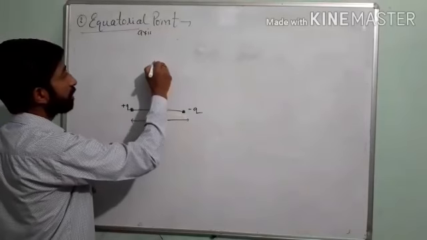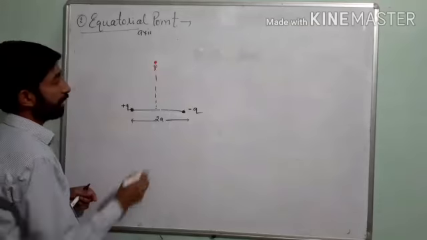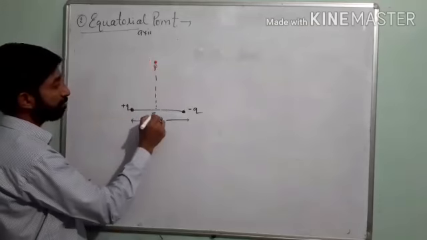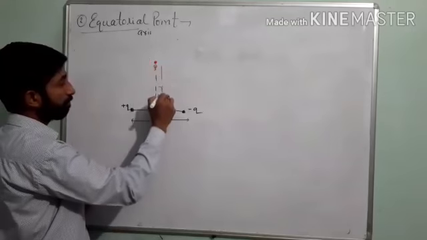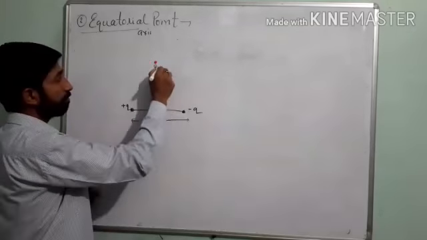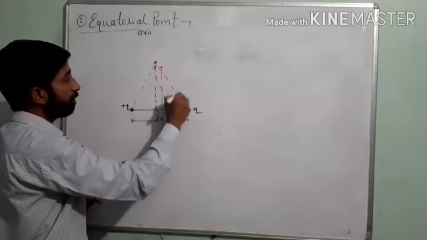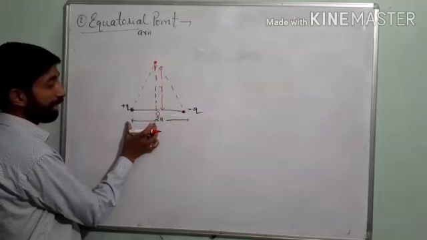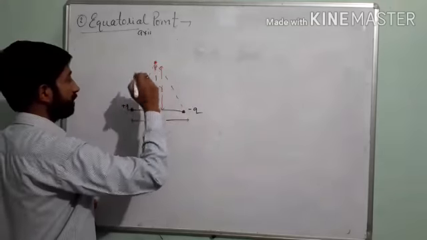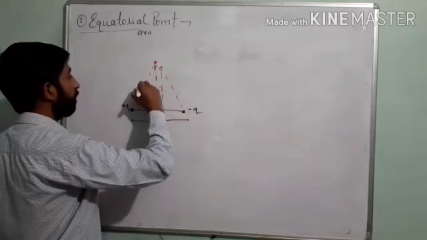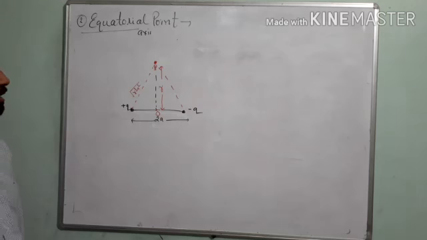So consider this is the point P, and the distance of the point P from the center of the dipole O is R. Clear? Now join these lines. This is A, and this is R. So obviously this distance will be equal to the square root of R square plus A square, using Pythagoras theorem.